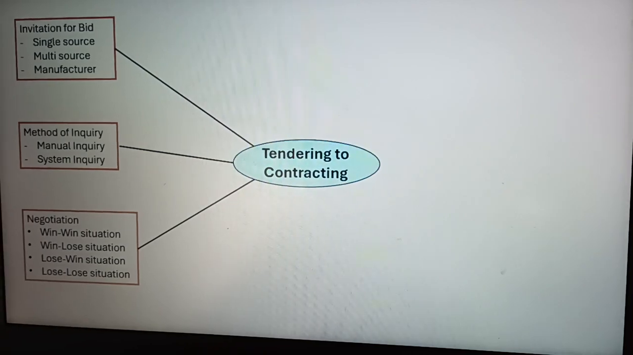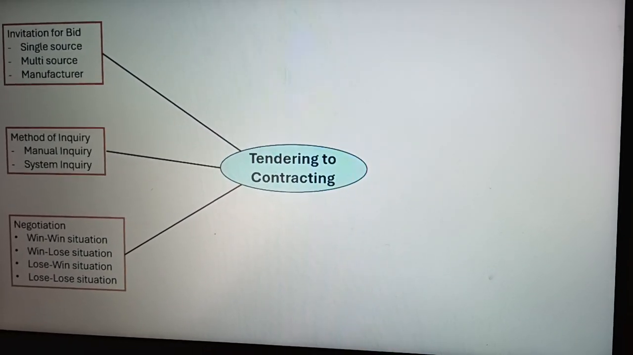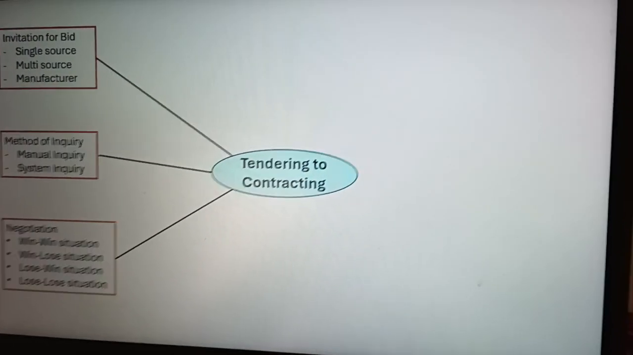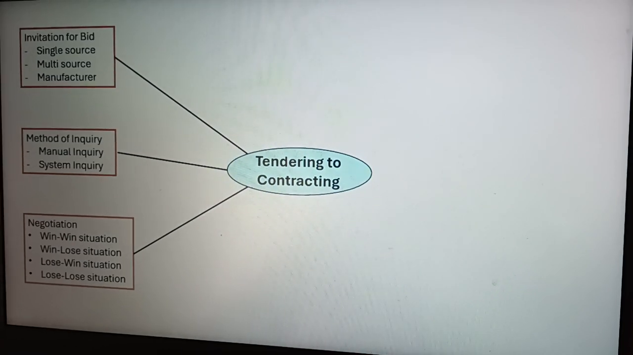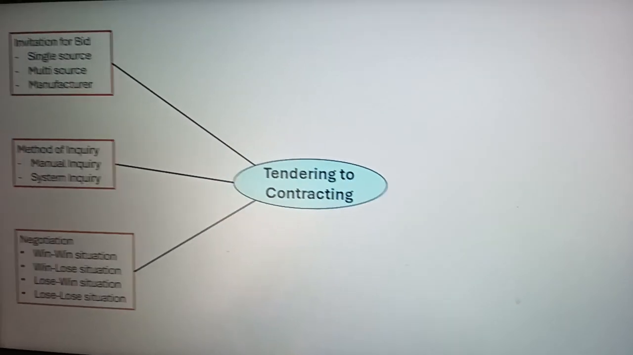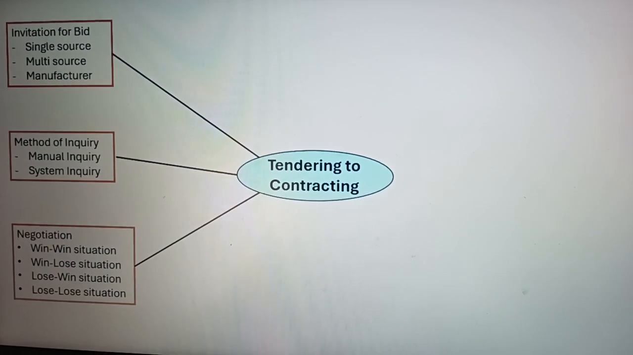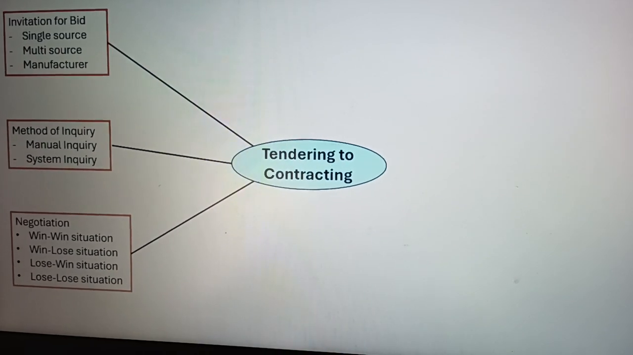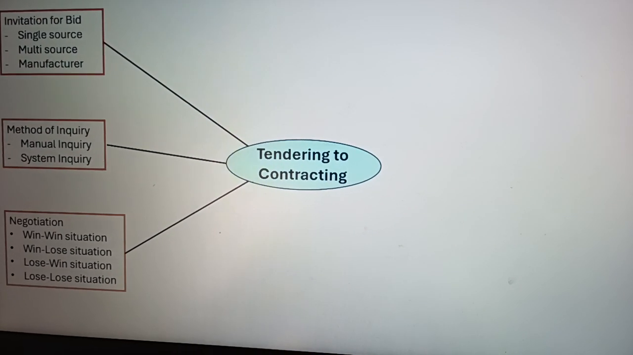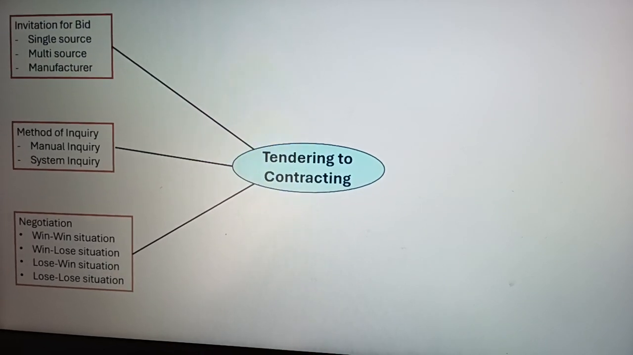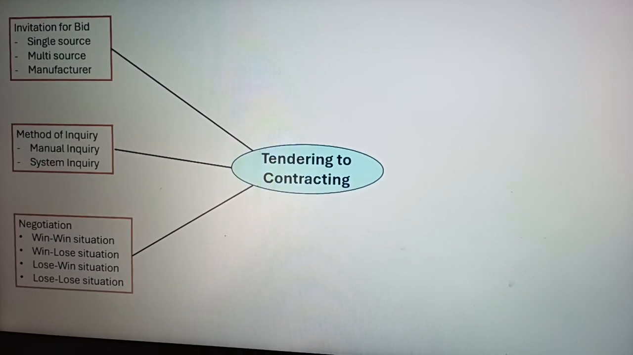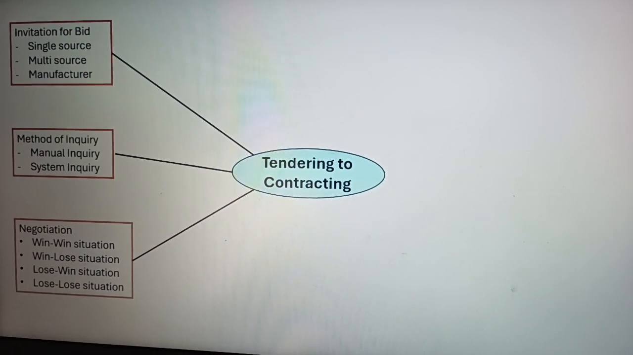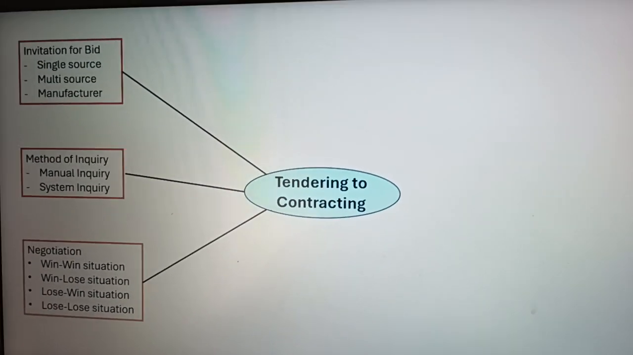Win-lose situation. In this condition, for example, the buyer wins: they negotiate with the contractor and bring the contractor below the base price. Below the base price means, if the contractor gets this product at 20 rupees and the buyer says we need this product at 10 rupees and the contractor agrees, it is a win-lose situation. The buyer wins and the seller loses; not only do they not get a profit, they also reduce their principal amount.